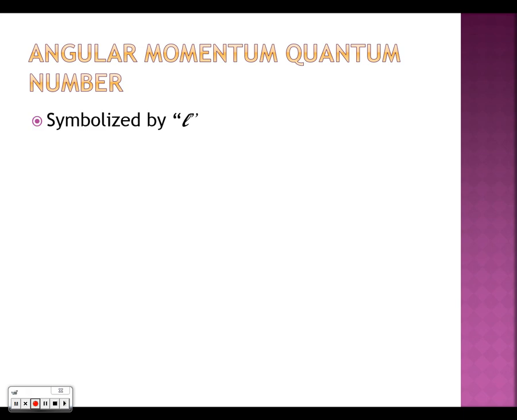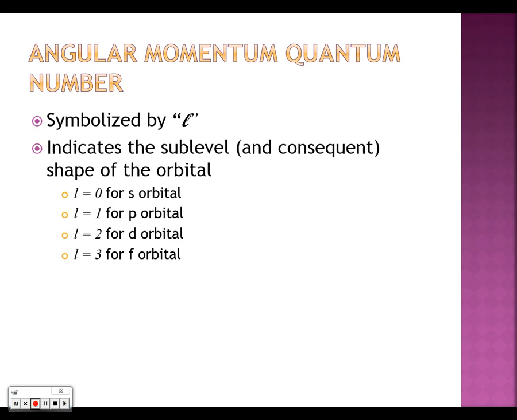First, we use like a script L or like a cursive L to represent that. It's actually L. I usually write mine as cursive to distinguish it from my I's and my 1's, because I write my I's and my 1's all kind of the same. But more importantly, the angular momentum quantum number indicates the sublevel and the consequent shape of the orbital.